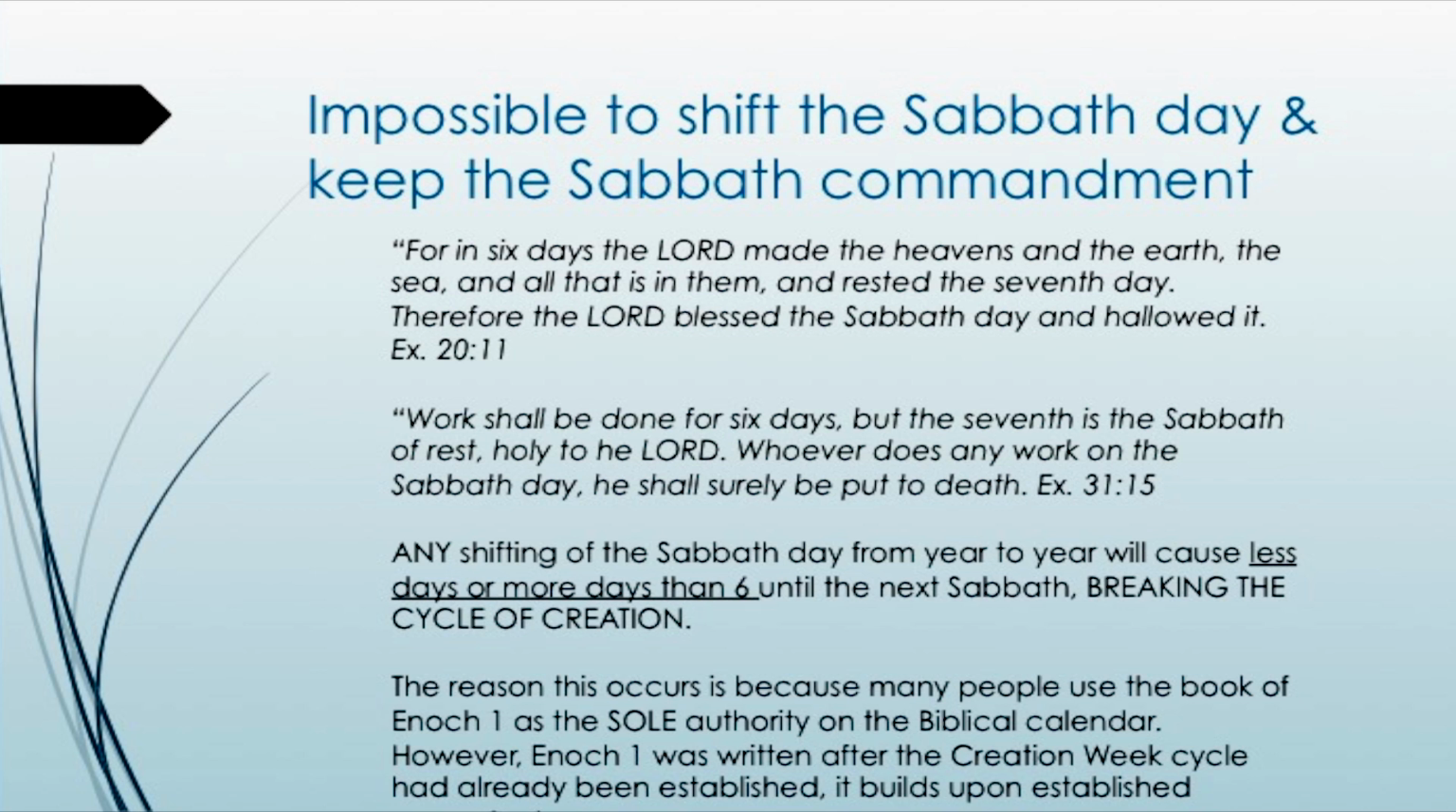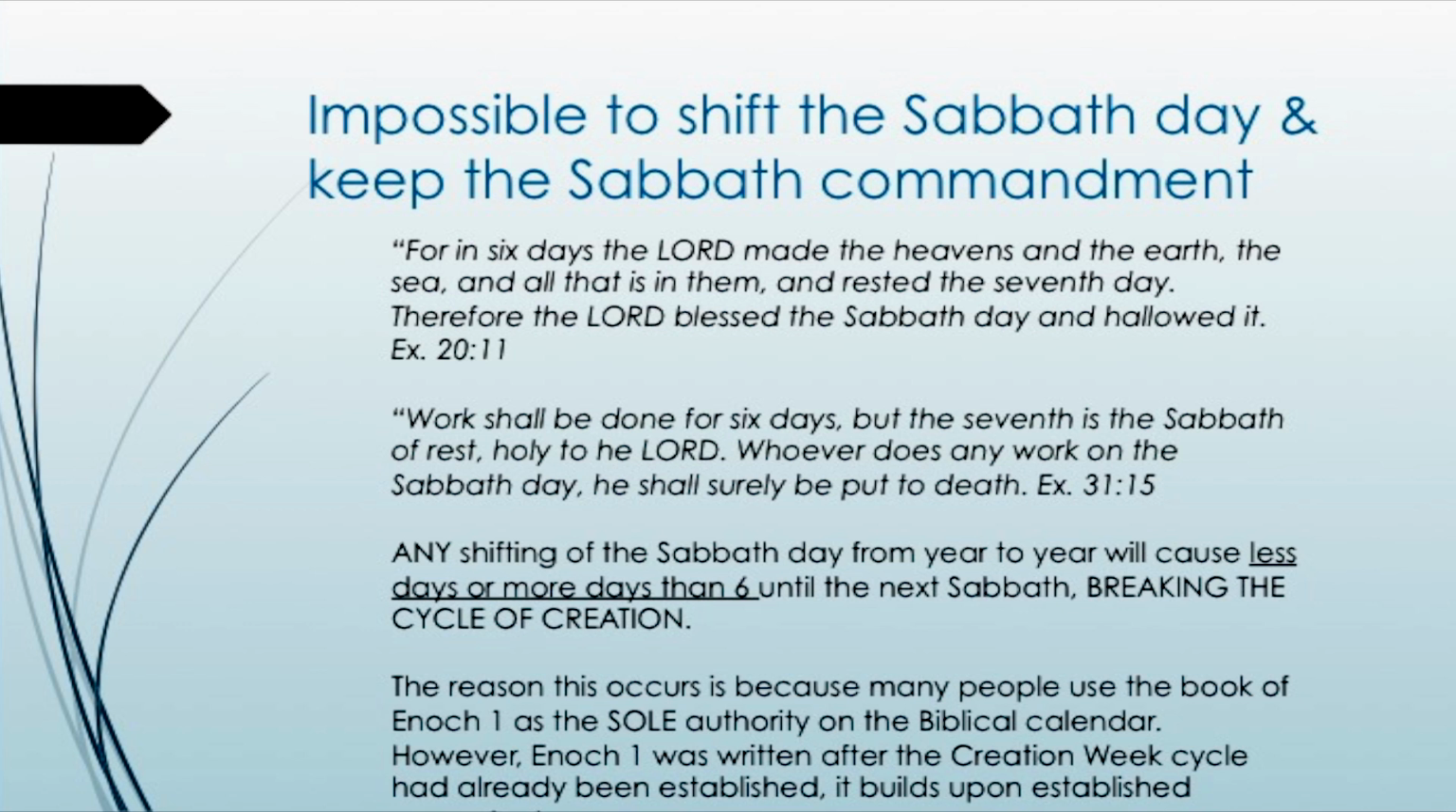So any shifting of the Sabbath day from year to year will cause less days or more days until the next Sabbath, breaking the cycle of creation. As I showed you just a few minutes ago, if you shifted your Sabbath, you were working for 5 days and then resting on the 6th day and calling it the Sabbath and then starting a 7-day cycle from there. Now you've broken the Sabbath cycle.